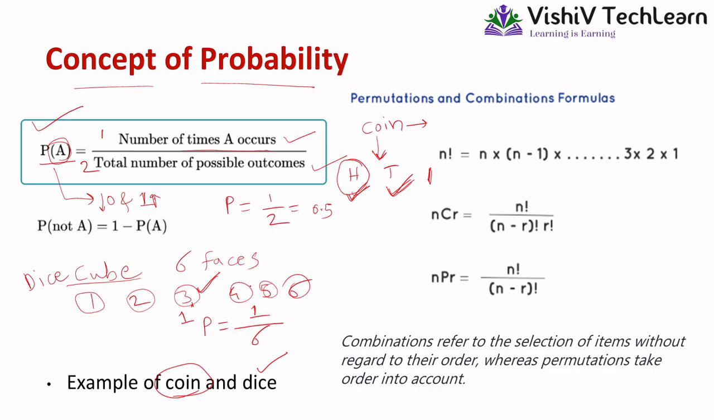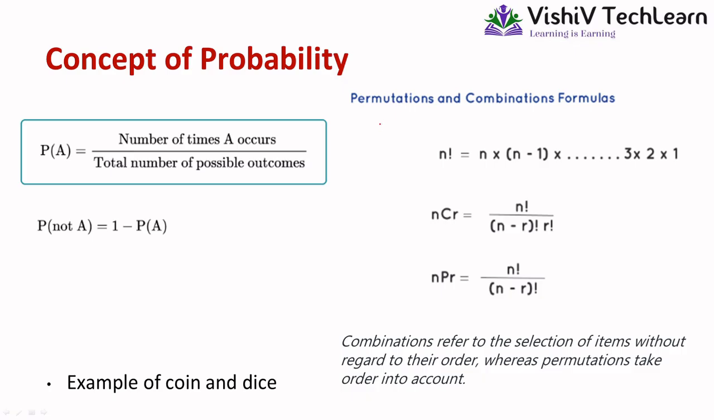Moreover, if we are ready to accept 3 or 6, the desired events are 3, which is accepted, or 6, which is also accepted. So desired events are 2 in this case, hence the probability becomes 2 divided by 6, or 1 by 3. So this is how we can calculate probabilities.